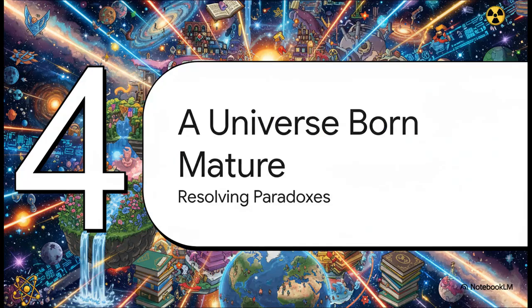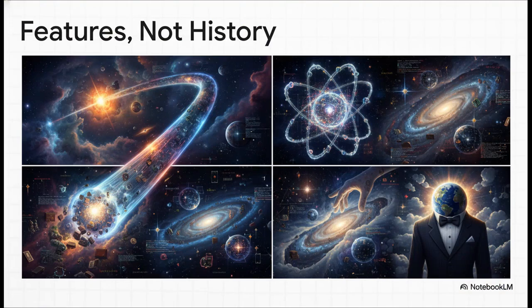Okay, I know what you might be thinking. What about the really obvious objections? How does this model of a functionally mature universe deal with things that seem to prove an immense age, like light from stars that are billions of light years away or radioactive decay? Well, according to the source, these aren't paradoxes at all. They're just features of a mature design.